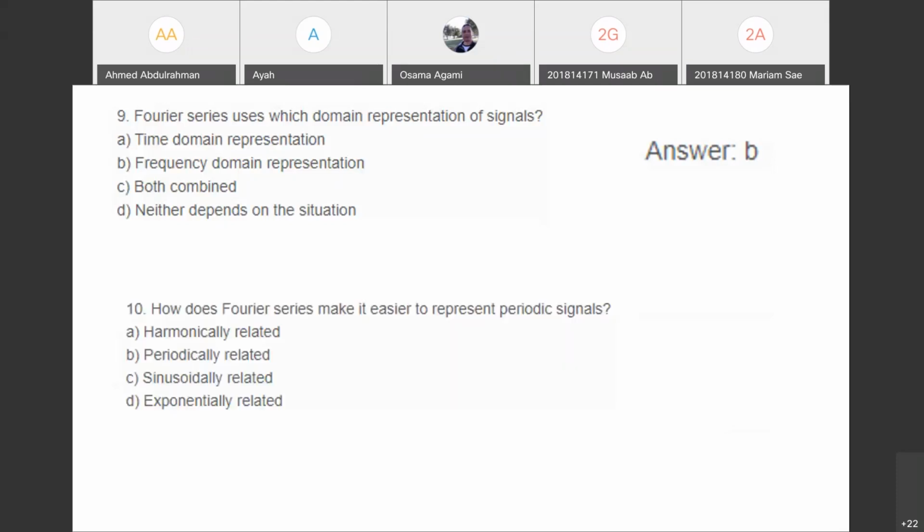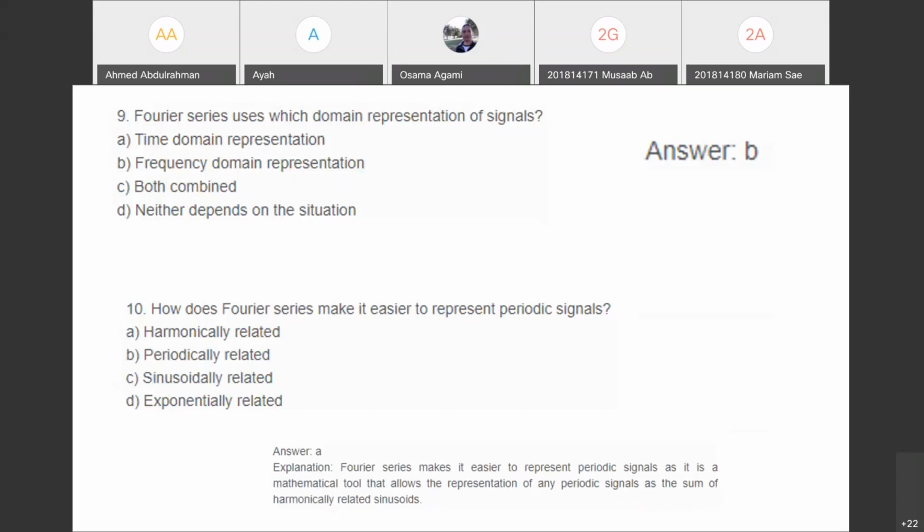Now, how does Fourier series make it easier to represent periodic signals? As I said, you will have a sharp wave and you make it a harmonic one, right? The right answer is A.